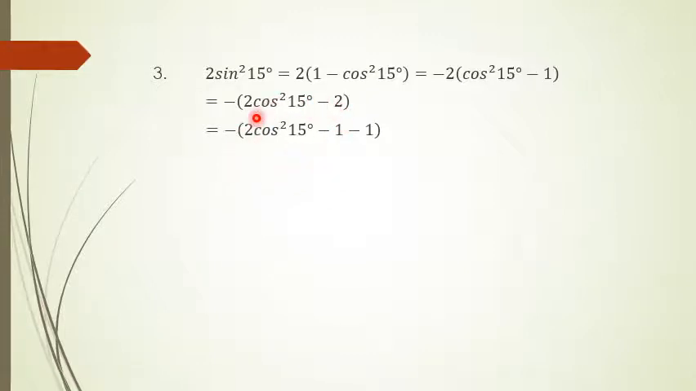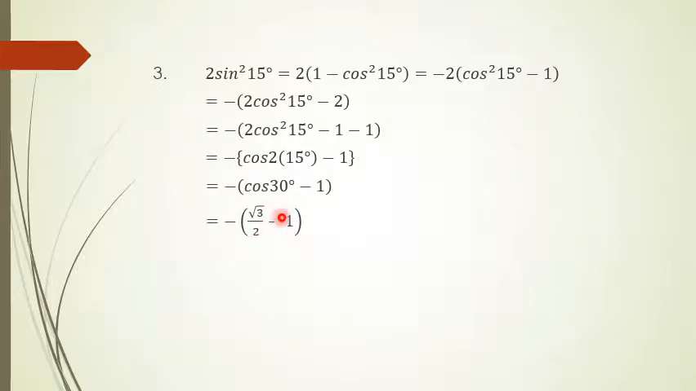So we substitute for that using the double angle formula. That gives us minus cos 2 times 15 degrees, and this is that minus 1 here. And simplifying here, we obtain minus cos 30 degrees minus 1. Then we can substitute for the cosine of this special angle. So that's minus square root of 3 over 2 minus 1.